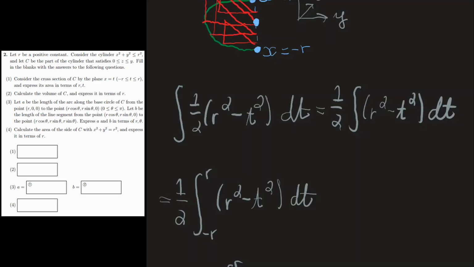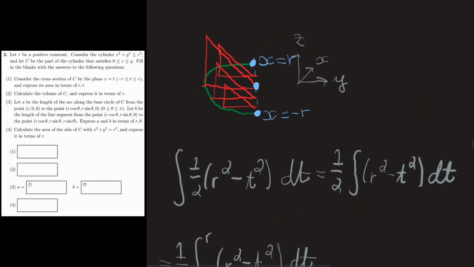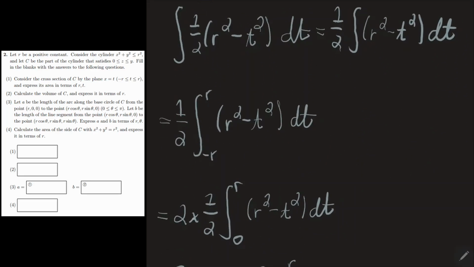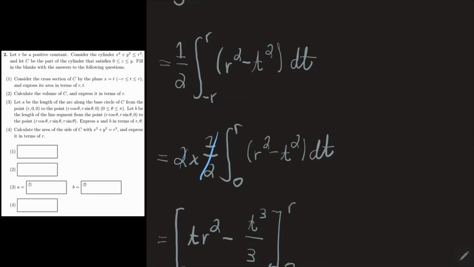Also, what you'll notice is that at x equals 0, the two halves of our shape are completely symmetrical, right? So x is equal to 0 right here, and the volume of the shape into the page is the same as the volume of this part going out of the page. It's symmetrical along that axis. So what we could do is just do the integral from r to 0 and multiply it by 2. And so that 2 cancels out this 1 over 2. So we just have this integral of r squared minus t squared dt from r to 0.